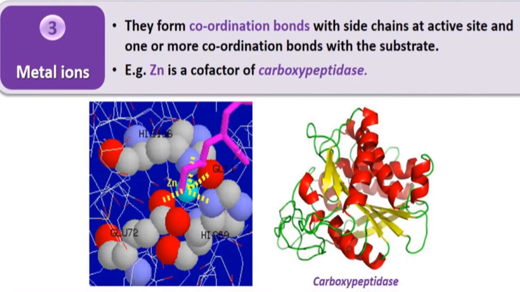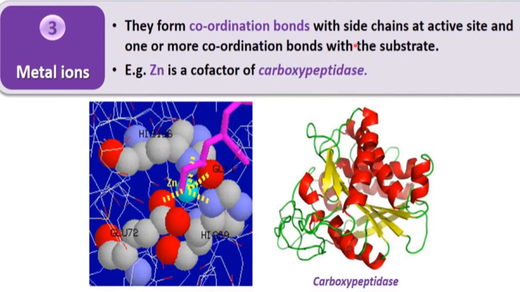Now the next type of cofactor is metal ions, and these metal ions are usually inorganic in nature. So these are different from prosthetic groups and coenzymes, both of which were organic in nature. Metal ions form coordination bonds with side chains at the active site of the apoenzyme, and also form one or more coordination bonds with the substrate.